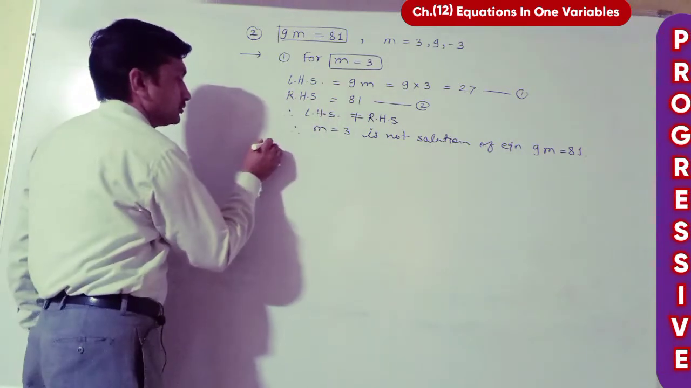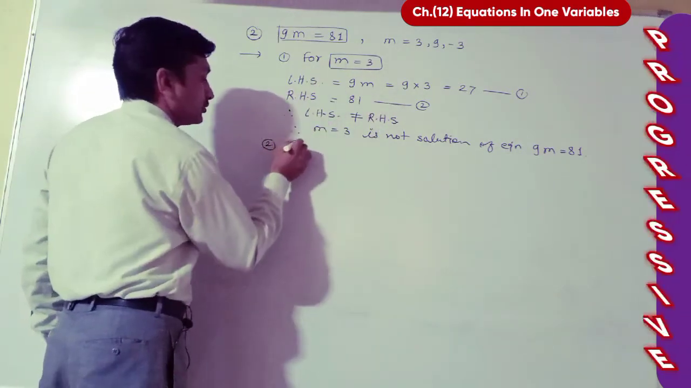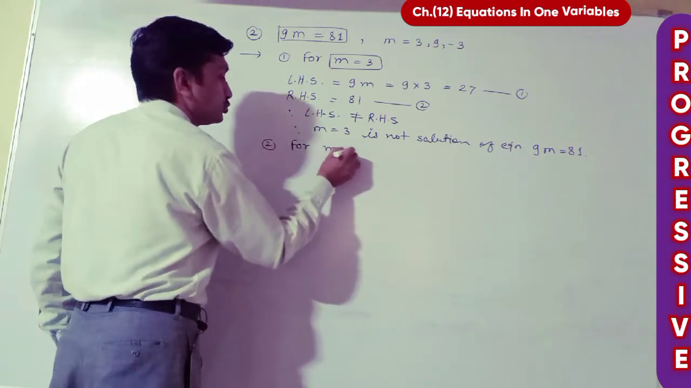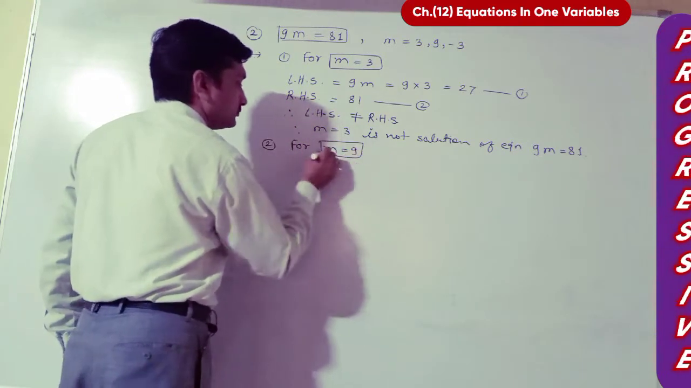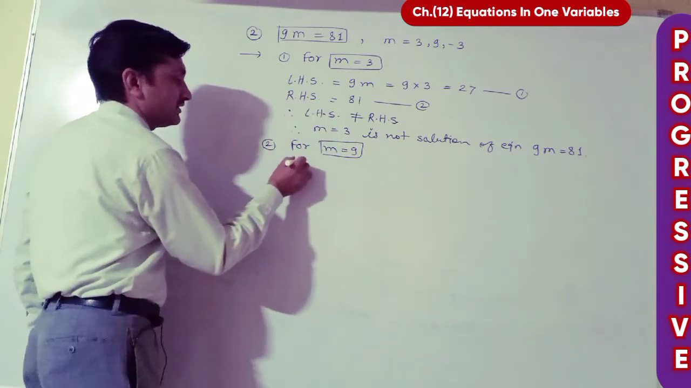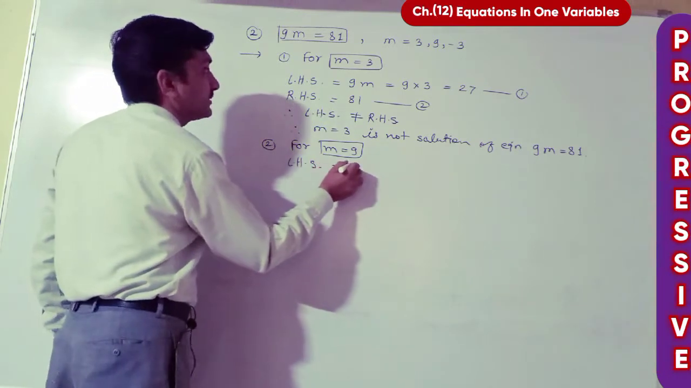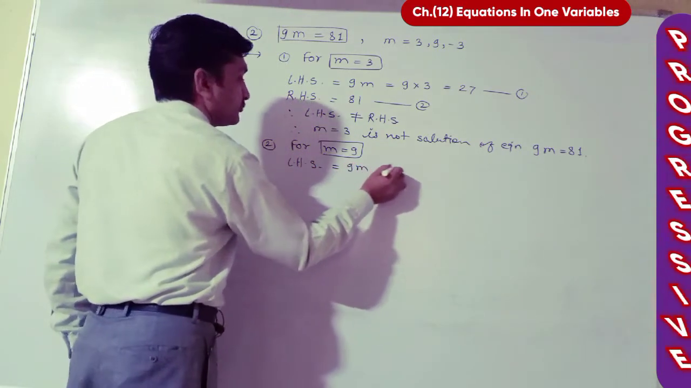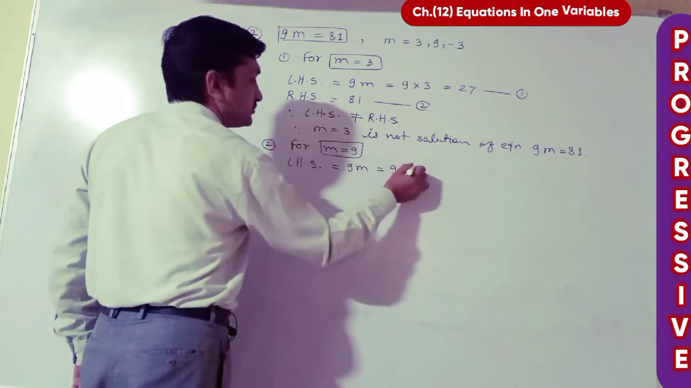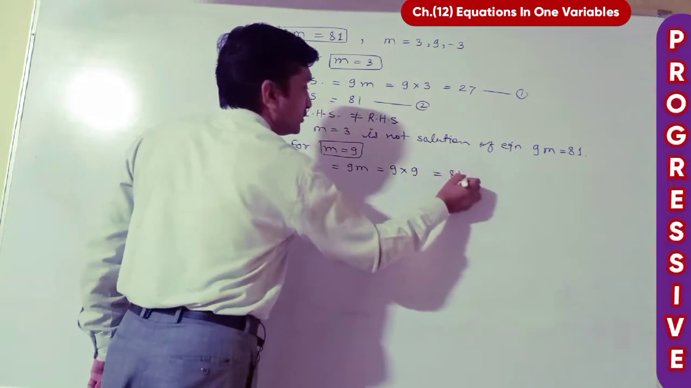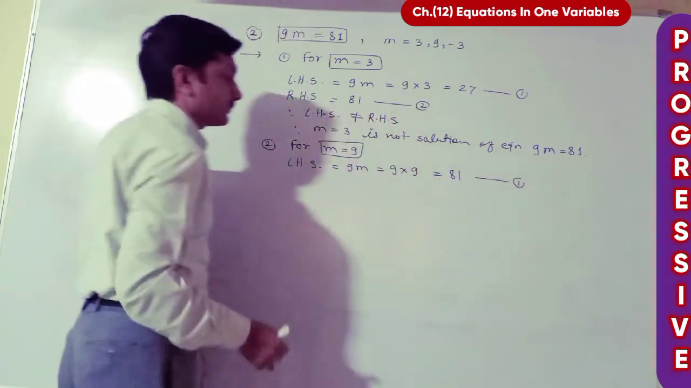First value. Second value, for m is equal to 9. Let's check for 9. Again, left hand side is 9m, which is equal to 9 multiplied by the m value, 9 again. 9 9s are 81. Number 1.